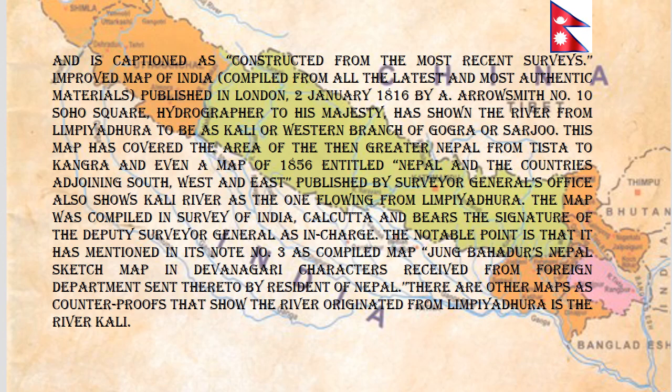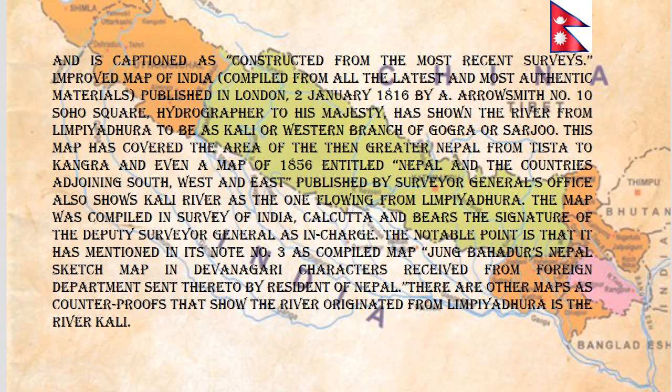Improved map of India, compiled from all the latest and most authentic materials, published in London, January 2, 1816 by A. Arrowsmith, No. 10 Soho Square, hydrographer to His Majesty, has shown the river from Limpiyadhura to be the Kali or western branch of Gagra or Sarju.